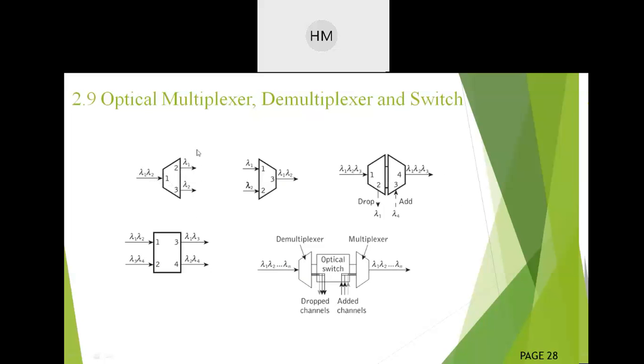Two wavelength signals are split at the output. These are combined. This is multiplexer, demultiplexer, add drop. In the multiplexer you are dropping, and in the demultiplexer you're adding the wavelength. Then this is the switch. Which signal is to be passed and which should be stopped can be decided by this optical switch.